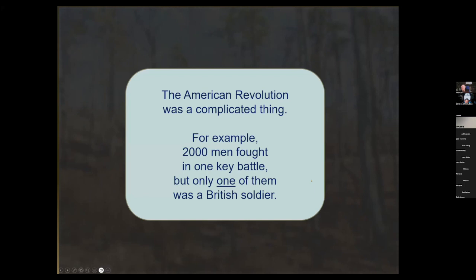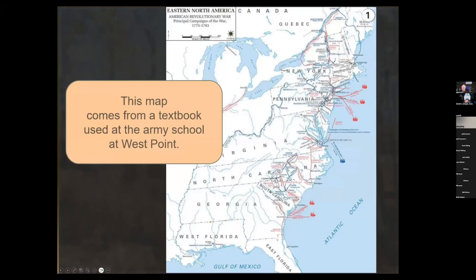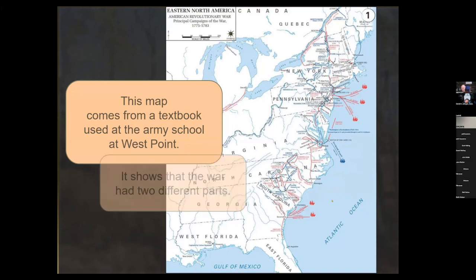The American Revolution was a very complicated thing. 2,000 men fought in one key battle, but only one of them was a British soldier. And this was supposed to be a revolution against the British. Only one of them was a British soldier. The outcome of the battle often depended on how well the weapons and tactics fit the local geographic conditions of what was going on. You knew I would have to say something like that since I'm a geographer by training, not a historian. This map comes from a textbook that's used at the Army School in West Point, and we gave you a copy of that in the packet of materials that you've got.